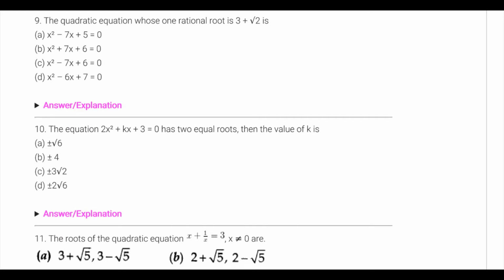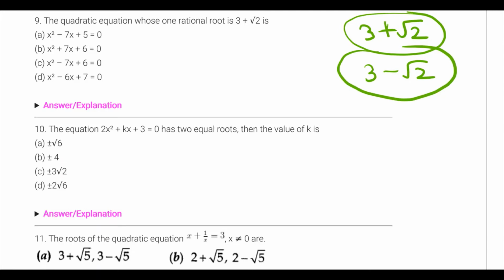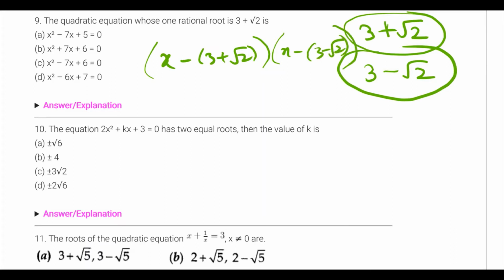The quadratic equation whose one rational root is 3 + √2 is. Generally, these kinds of roots like 3 + √2, surds, exist in pairs. If 3 + √2 is a root, then definitely 3 - √2 is also a root. These are called conjugate pairs. So (x - (3 + √2))(x - (3 - √2)) forms our quadratic equation.